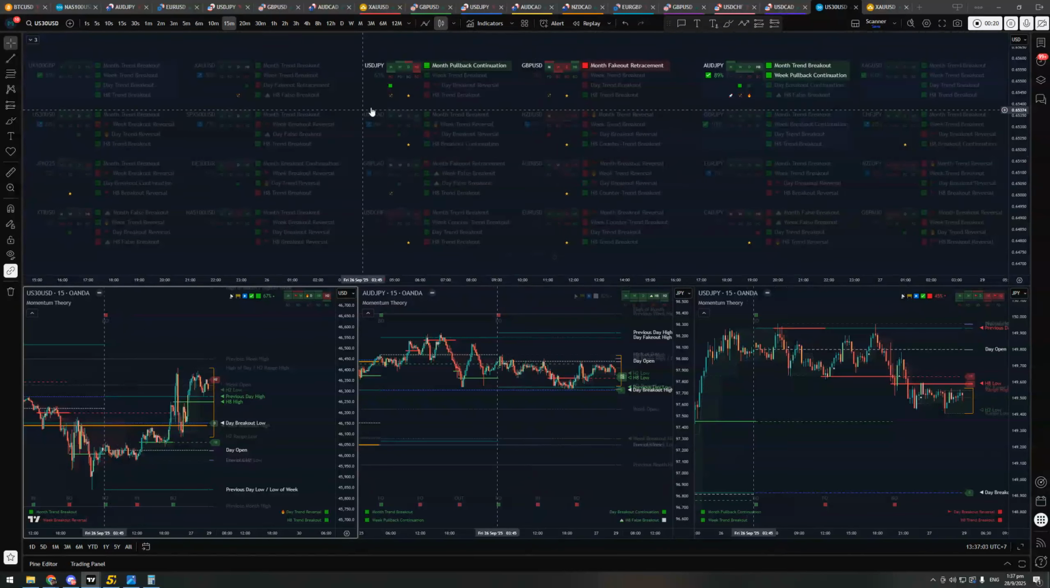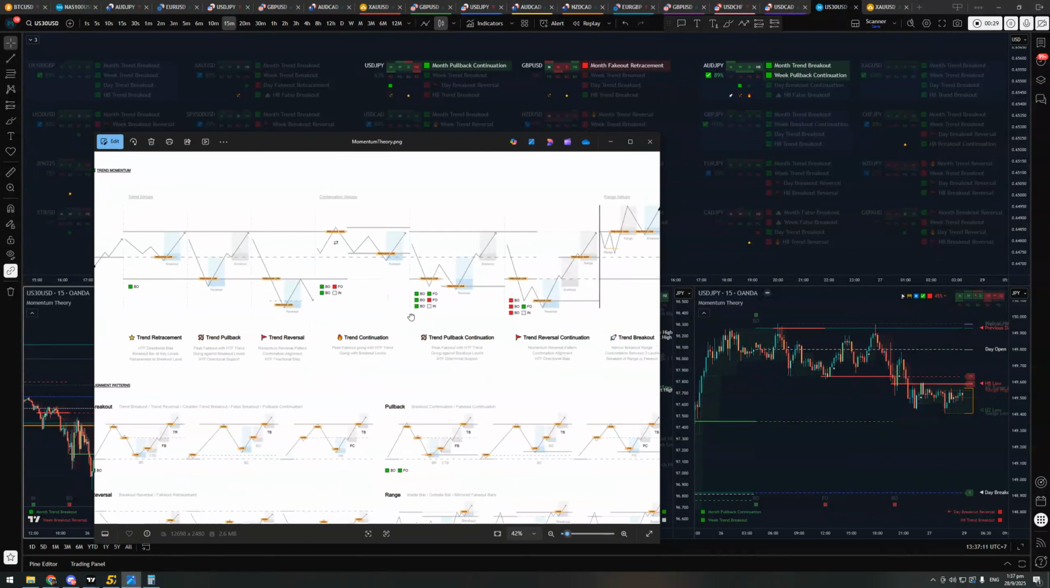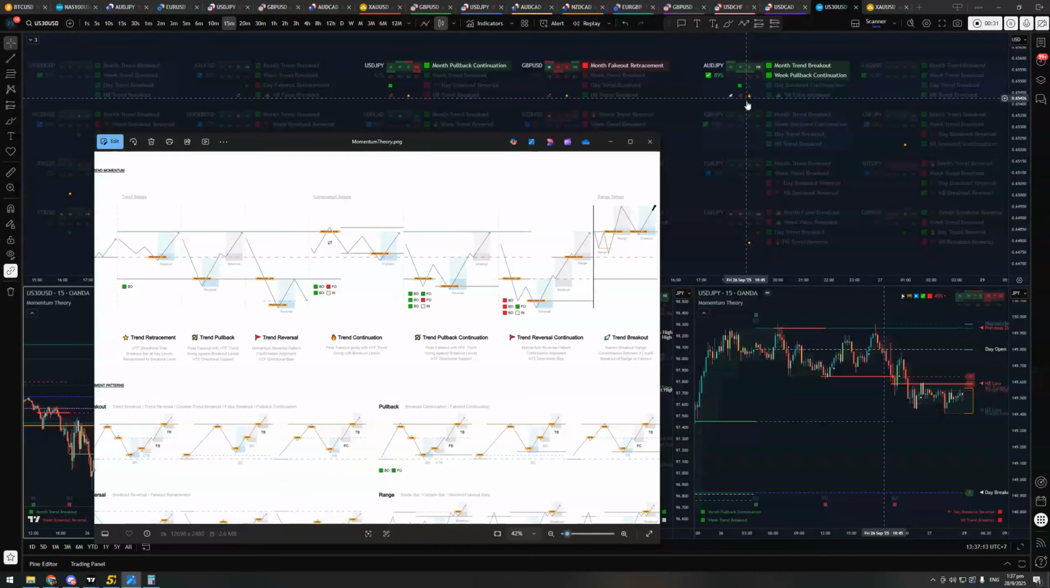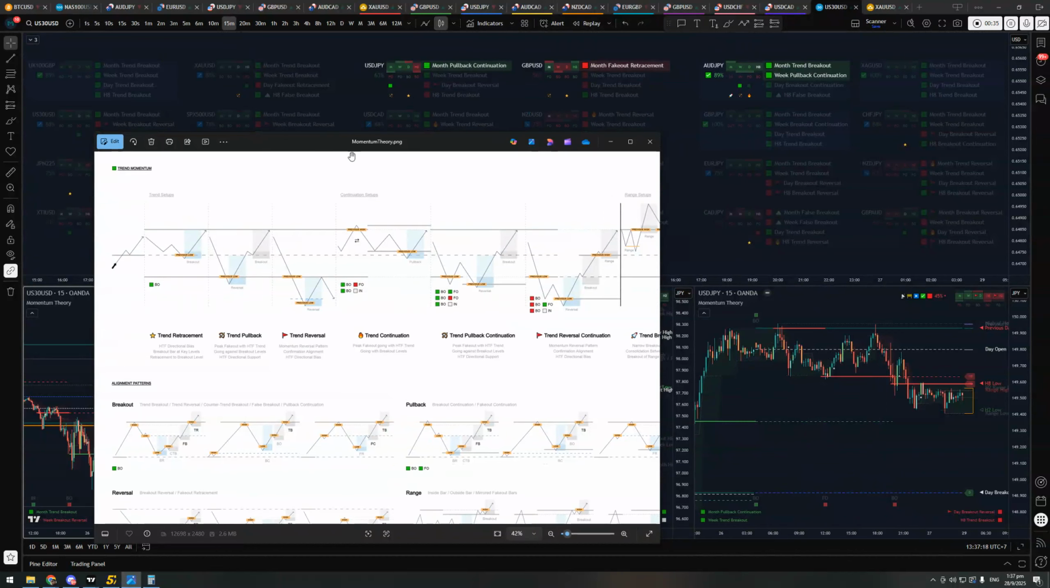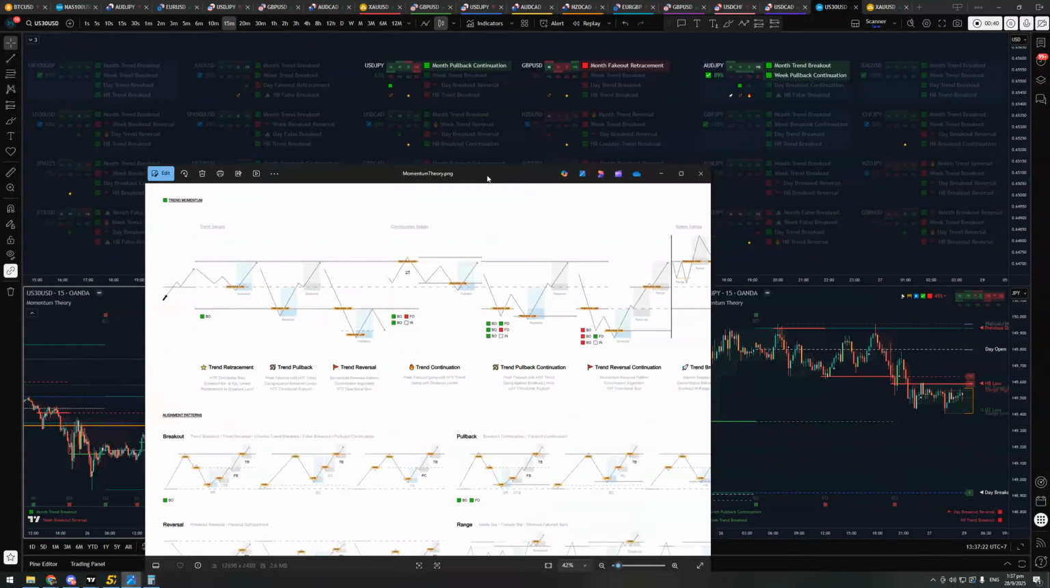Second thing I've changed is I've added the setups right into the scanner itself. So all these icons correlate with the setups that you find in the momentum theory chart. So we have the trend continuation, trend pullback, trend breakout, trend retracement, and we have the trend reversal, but I don't think any are showing up right at the moment. But basically all my setups can be found right in the scanner, and it lets me know exactly which time frame they belong to as well.